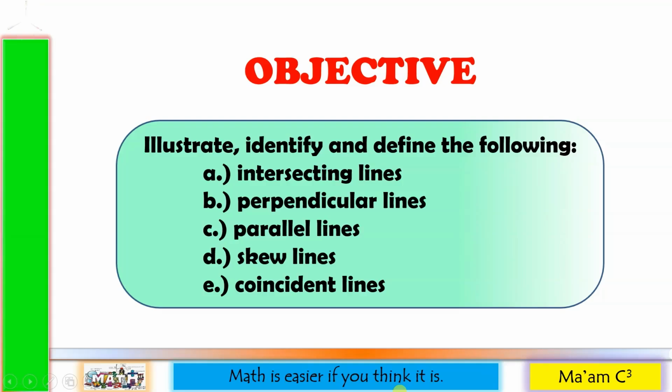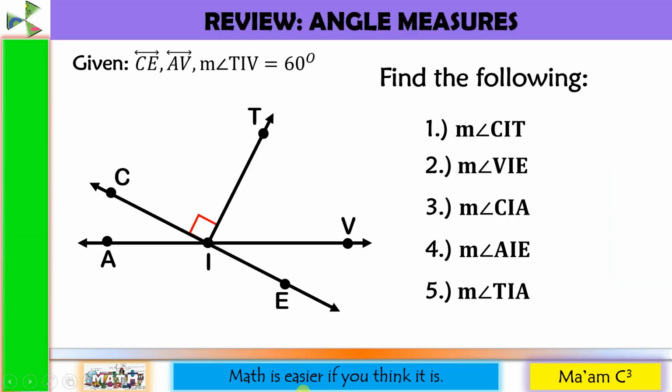Our objective in this lesson is to illustrate, identify, and define intersecting, perpendicular, parallel, skew, and coincident lines. Let's have a quick review of our previous lesson.